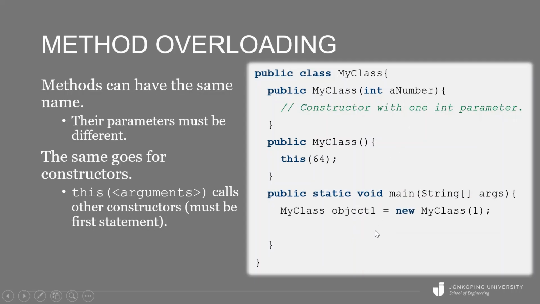Down here we make use of the class we have up here. So we can create a new instance of the class like this, passing 1, then the constructor up here is called. And we can also create a new instance of the class like this. Then this constructor is called, which then immediately calls this constructor.